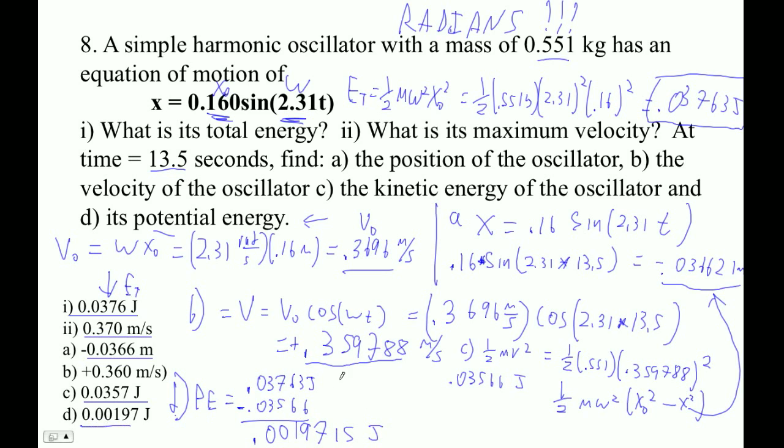So remember, potential energy is the difference between the total energy and the kinetic energy, right? Total energy minus kinetic energy equals potential energy, right? That's not so bad. Okay, it's bad.